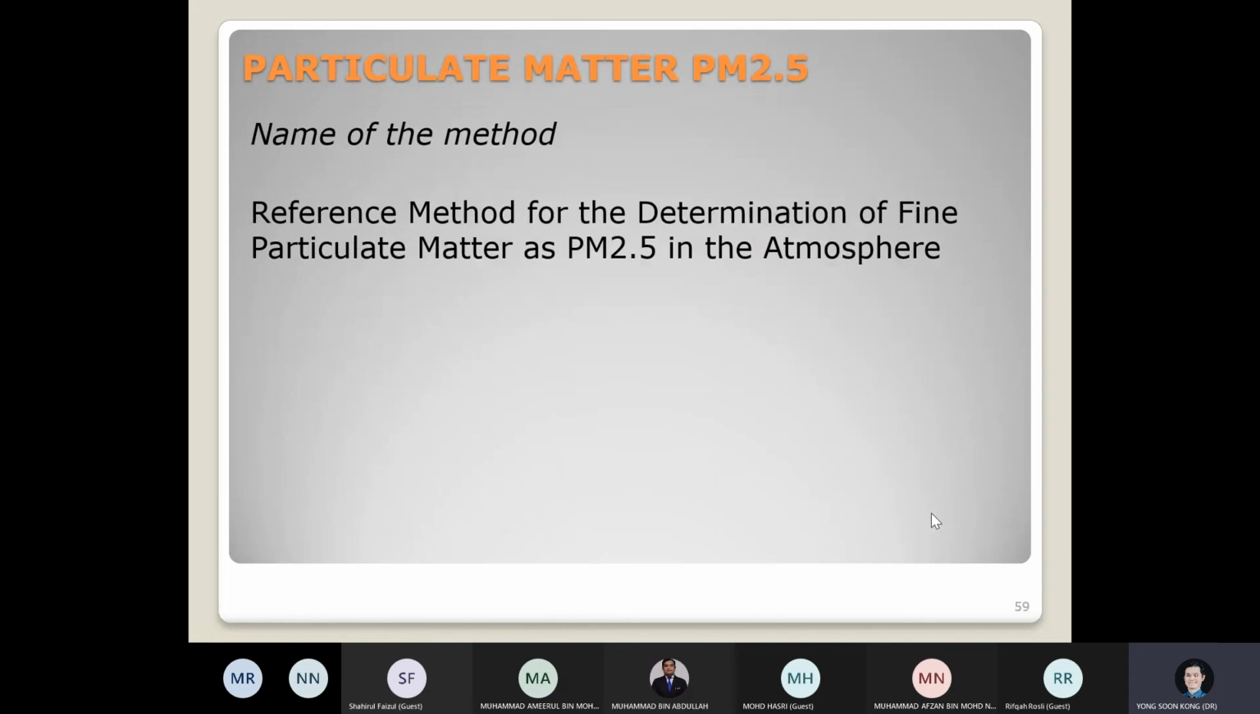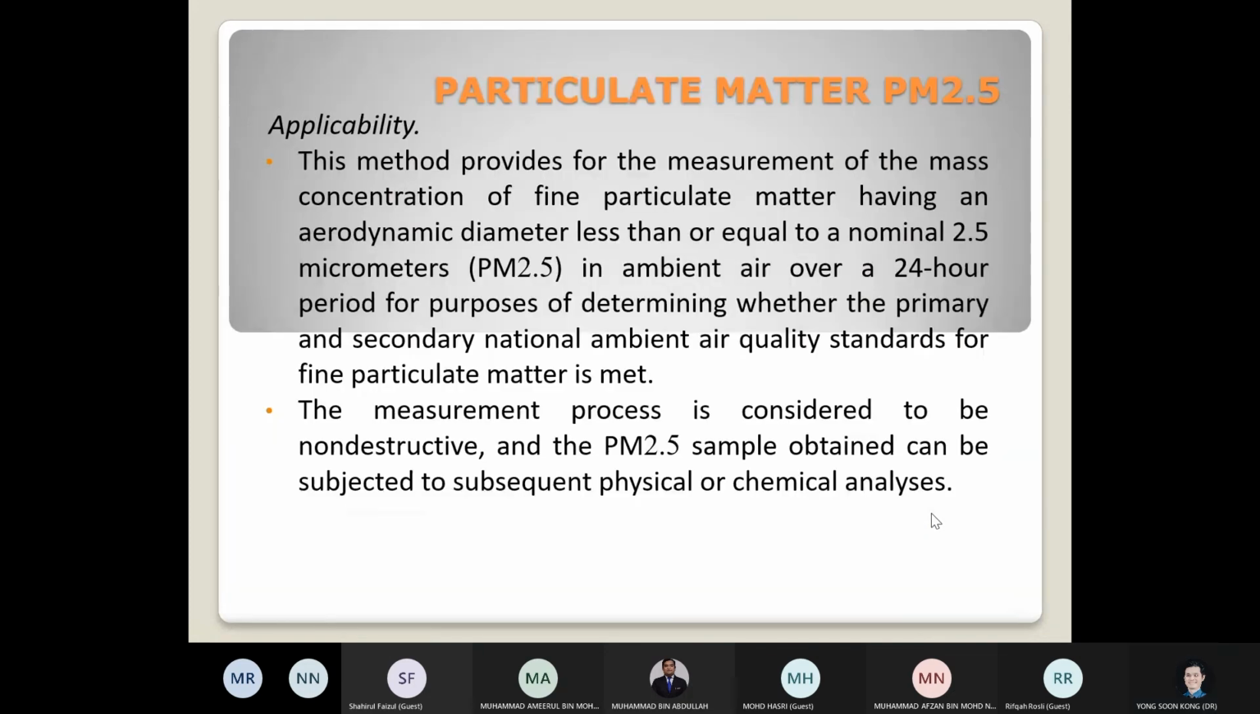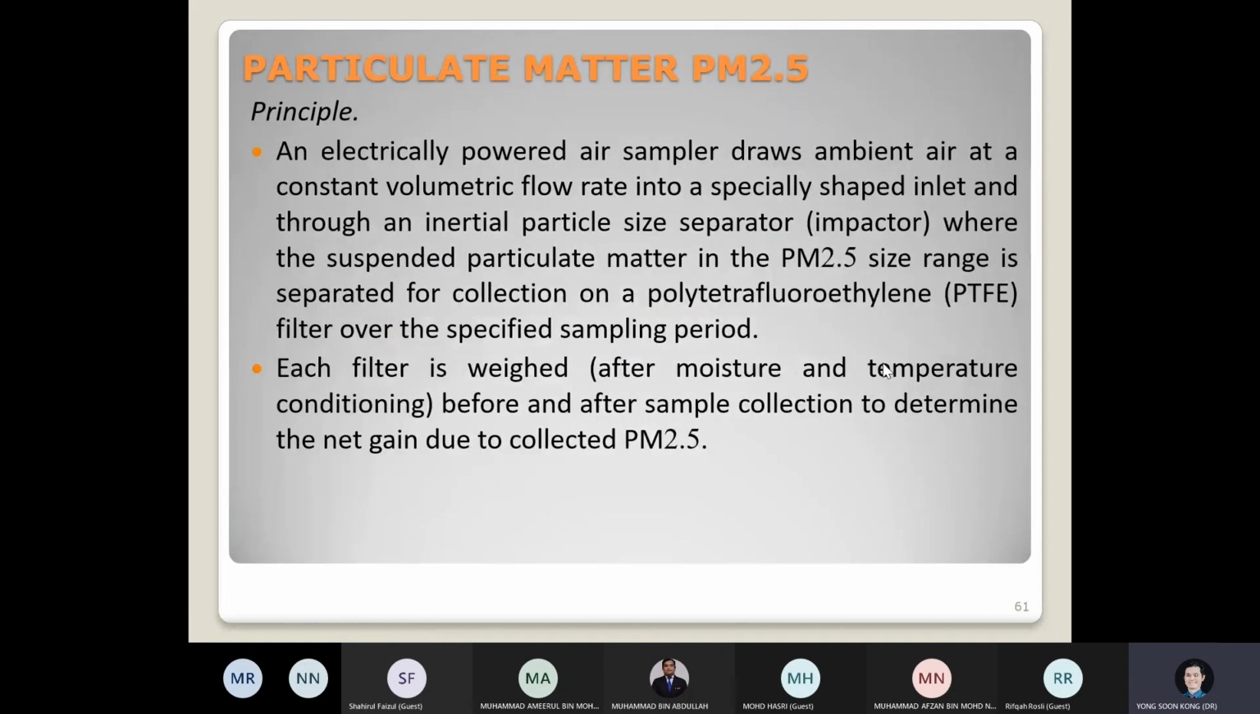So this is PM2.5, also the same. Again, a 24-hour time frame, exactly the same as PM10 and TSP. And again, they use a very special filter to trap PM2.5. That filter is made of polytetrafluoroethylene, PTFE. Ever heard of this material, PTFE? Maybe you didn't pay attention when you bought an air purifier.